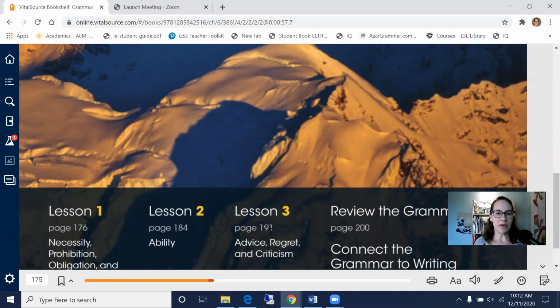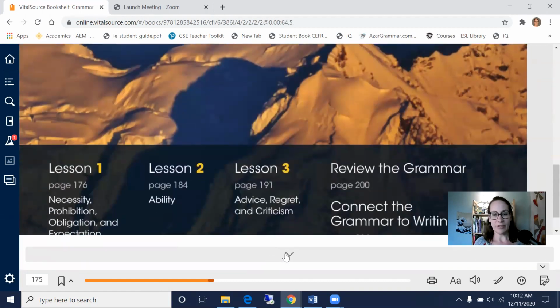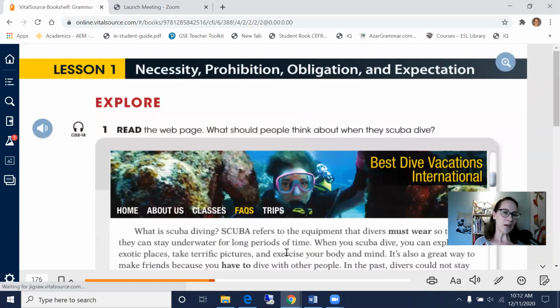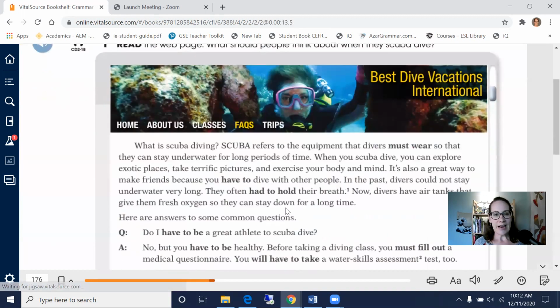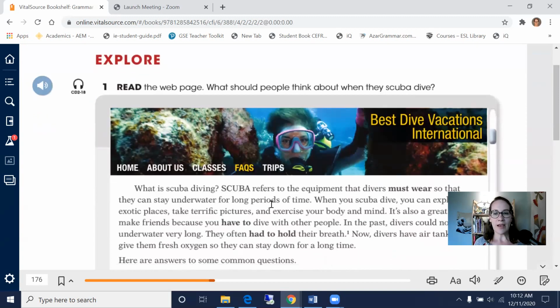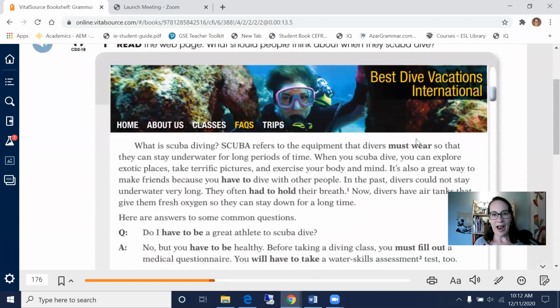Also, lesson 2 is on ability, and then lesson 3 is on advice and regret and criticism. And this will make more sense to you in just a minute. So if you look on page 176, and if you look at the words in bold, have to, had to, have to, will have to, these are all talking about necessities. So modals are the little words that show what you have to do or you must do.